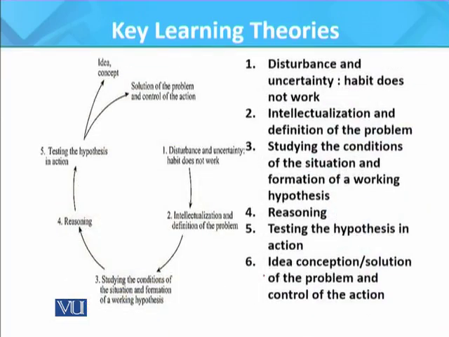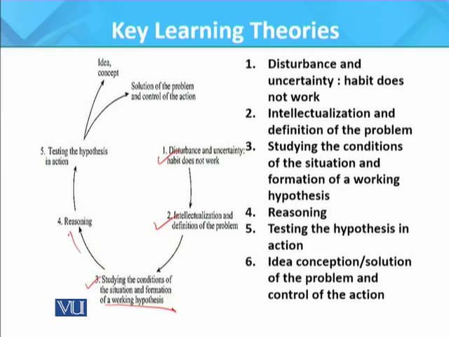Now let's see the reflective theory and its components. You see 5 components. First, disturbance and uncertainty, where habit does not work. Basically, at this stage, some problem or some uncertain situation is encountered. That leads to intellectualization and definition of the problem. Here at this stage, the thought process starts and you define the problem. And at the third level, you study the conditions of the situation and you develop some working mechanism for how to deal with this problem.